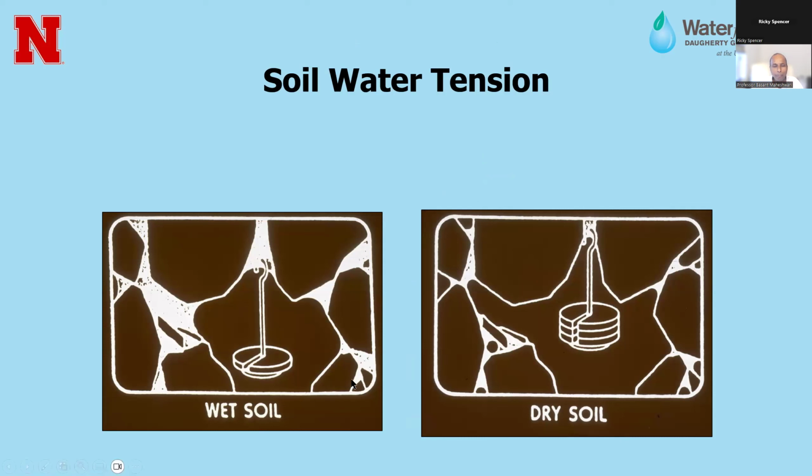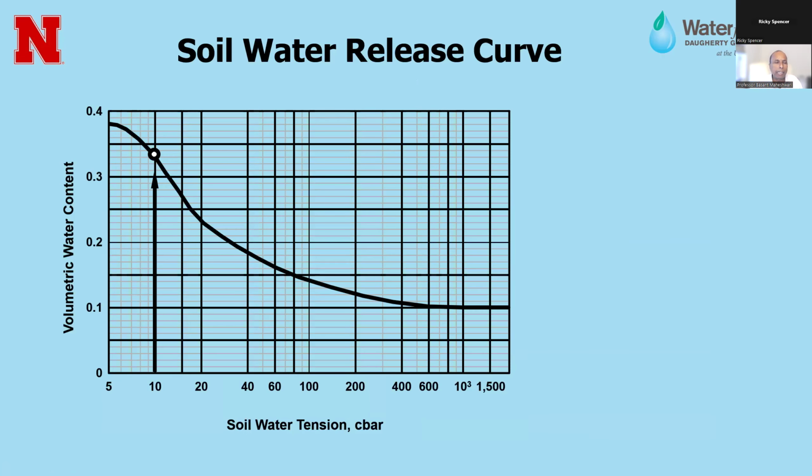So soil water tension. Initially, in wet soil, there's less tension, meaning water can be moved and extracted. But when soil becomes dry, you require more pressure or more force to get that water out from soil. And we can express this through this graph of volumetric water content and soil water tension. So at low tension, there's more water release. But as the tension increases, we can't extract water.